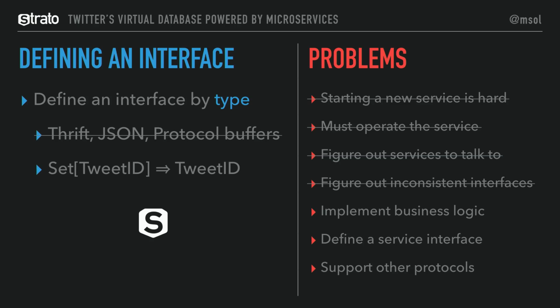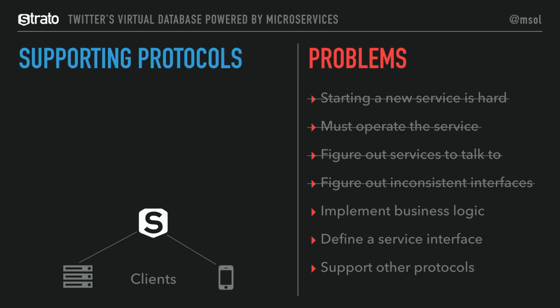All right, so let's look at this as a diagram again, maybe make it a little easier to follow. So we have Strato, and we have some clients. And we also have an interface between them. And this interface is defined by types. OK, let's keep that around. The last piece we need to do is support some protocols. And we actually want to support multiple protocols for reasons that we talked about before. And in Strato, this is pretty easy.